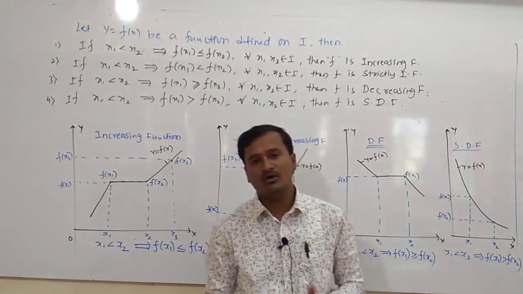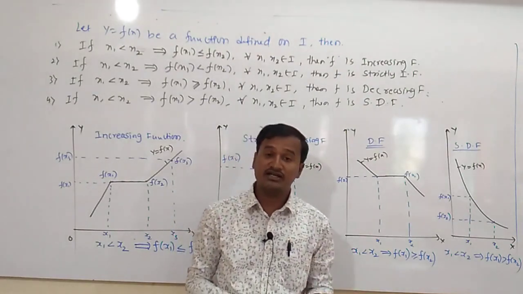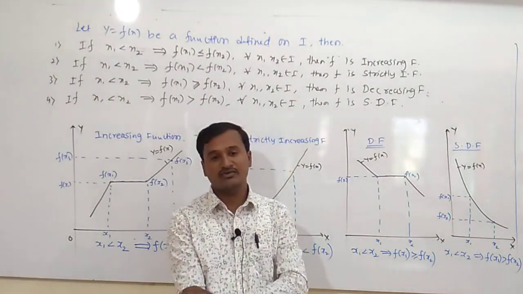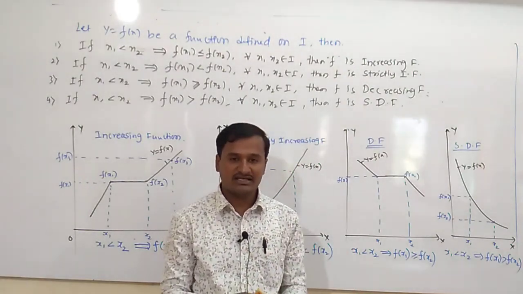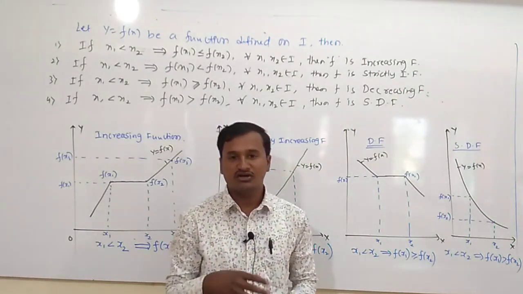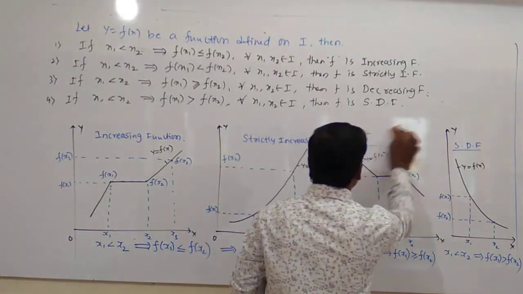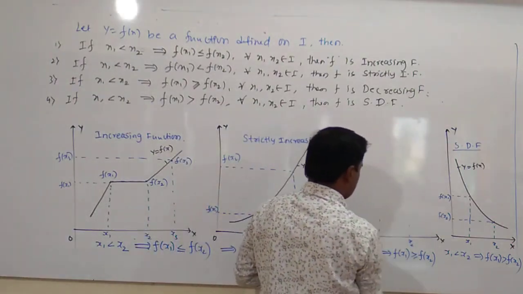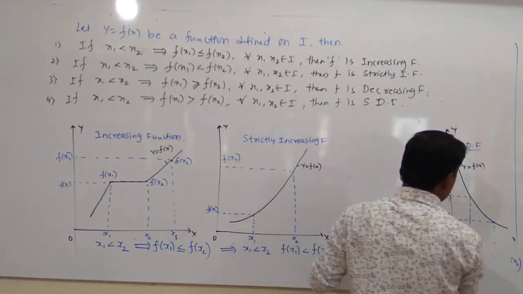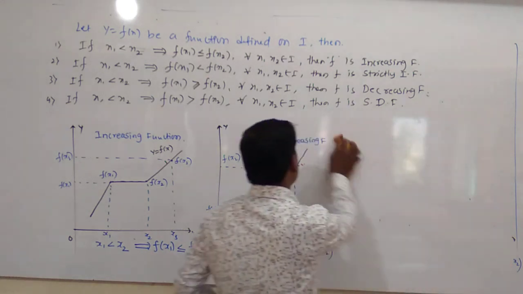And we also have one more kind of function, one that is neither increasing nor decreasing. When will we say the given function is neither increasing nor decreasing? For this, let us take one more graph of a function. Here I will take the graph of the sine function. Okay, right.